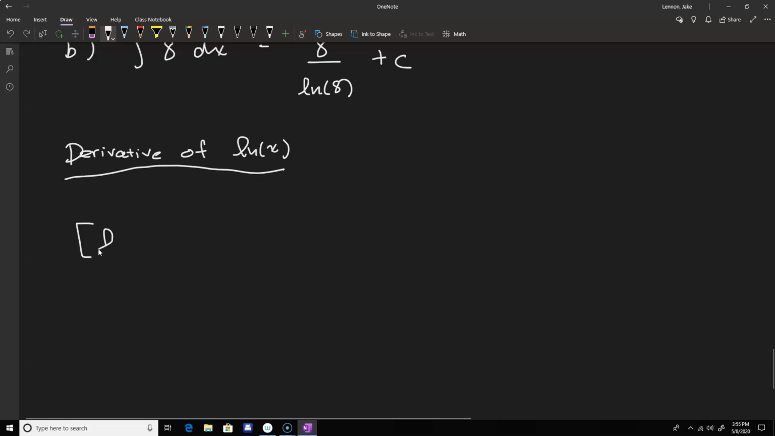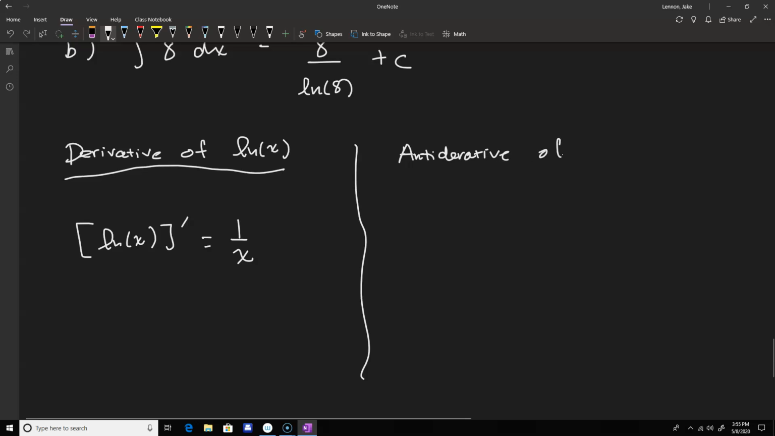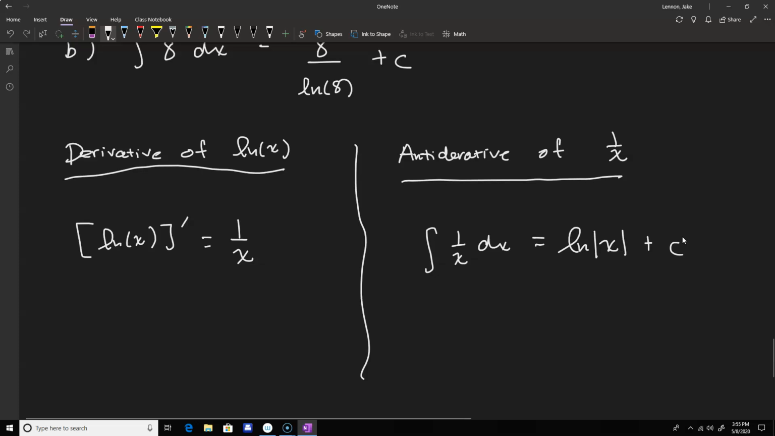So if we took the derivative of the natural log of x, this actually came out to 1 over x. So that means if we were looking at 1 over x, we could find the antiderivative of that. So this corresponds, we can go the reverse order. So if we're trying to find the antiderivative of 1 over x dx, this comes out to the natural log of the absolute value of x plus a constant.